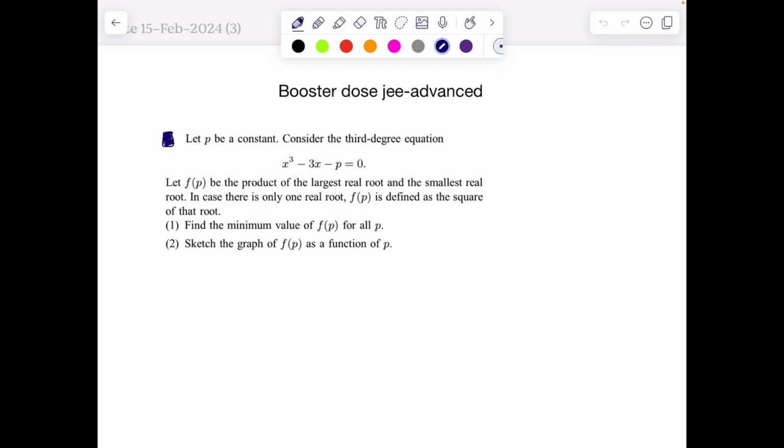First part is to evaluate the minimum of Fp as P changes. Second is just to give a rough plot of the graph of Fp. So how will you solve the problem? Clearly for a given value of P, we'll get a root. So let's analyze this given x cube minus 3x equals P.